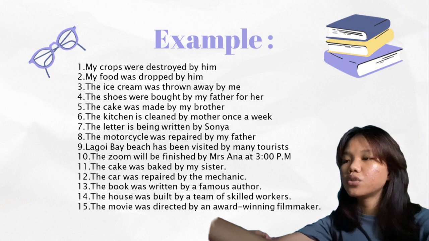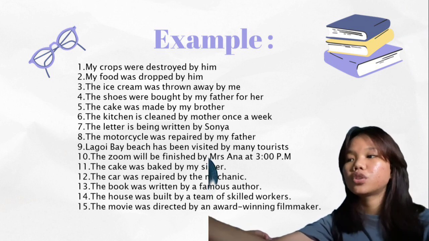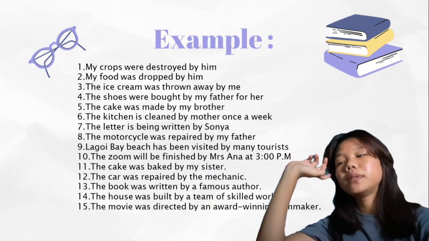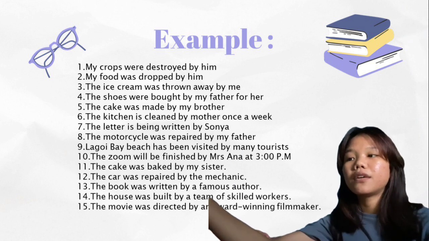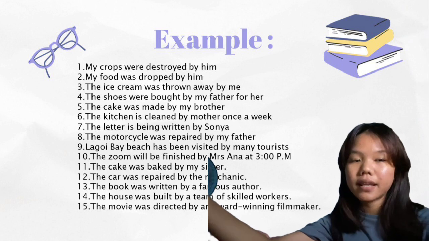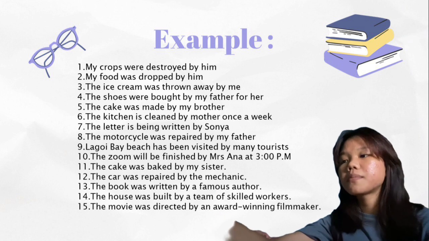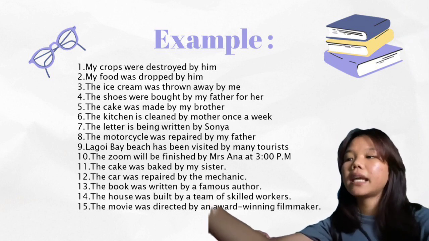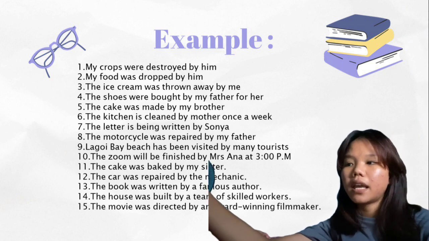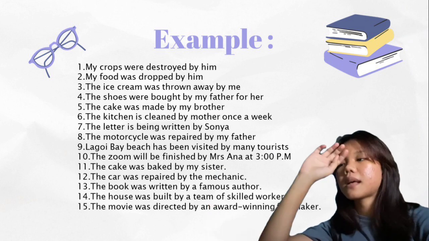4. The shoes were bought by my father for her. The shoes is the object, were is to be, bought is verb 3, and by my father for her is the subject. And then 5, the cake was made by my mother. The cake is the object, was is to be, made is the verb, by my mother is the subject.